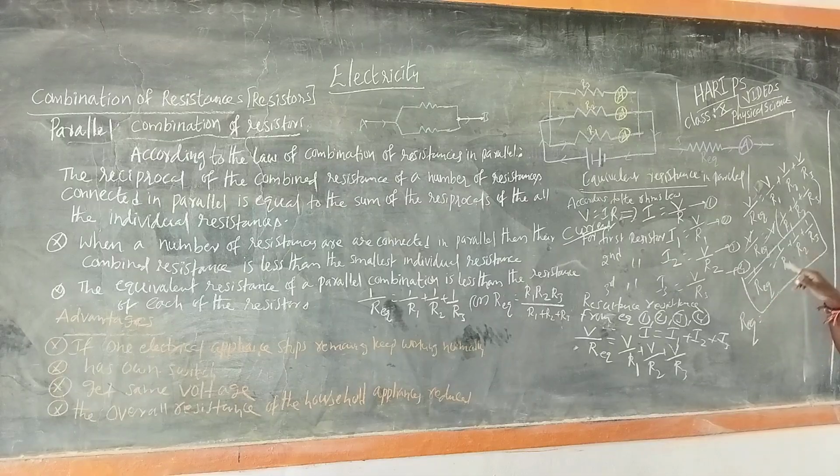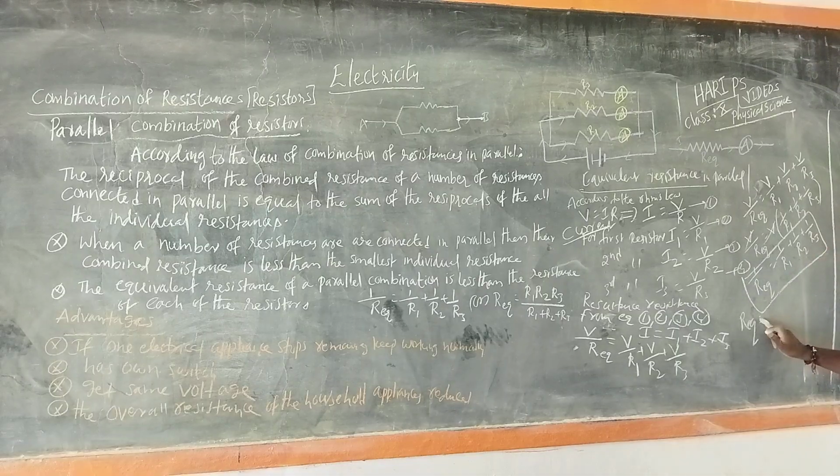The reciprocal of the equivalent resistance, or the resultant resistance, is equal to the sum of the reciprocals of the individual resistances of the resistors. The reciprocal of equivalent resistance is equal to the sum of reciprocals of the individual resistances.